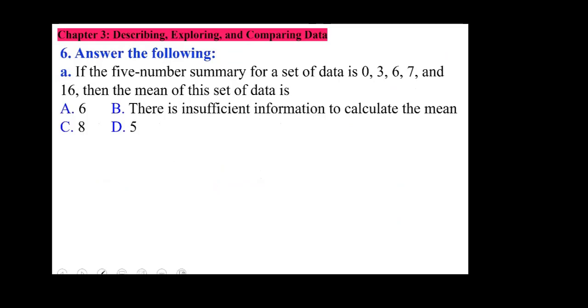If the 5-number summary for a set of data is given, the mean of this set is as follows. I hope you realize we have no idea what the mean is. We don't have enough information to find it for a simple case. How do you find the mean?